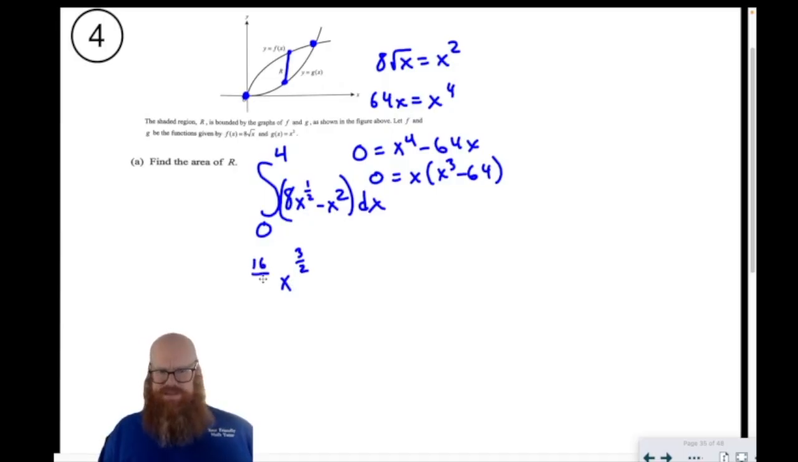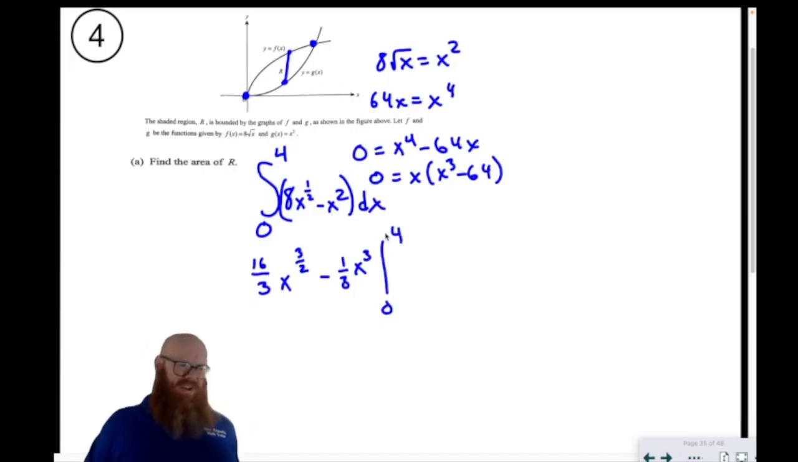So I'm going to get 16/3 here. And then x squared is simply 1/3 x cubed. Then I'm going to evaluate that from 0 to 4. Notice when I do plug in 0, I'm just going to get 0. So all I have to do is plug in 4. Again, the quicker we can do these in our head, the better. So if I plug in 4 to the 3/2, let's remember do the square root first to get 2. And 2 cubed is 8.